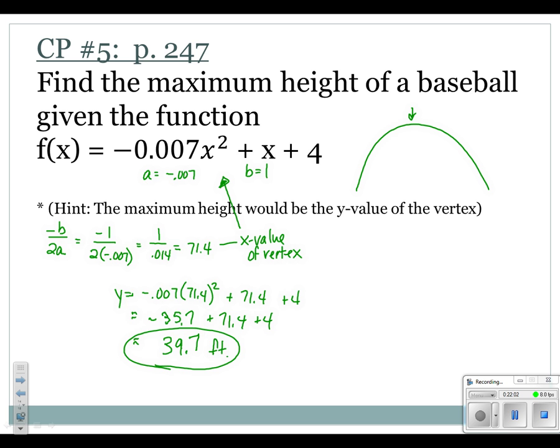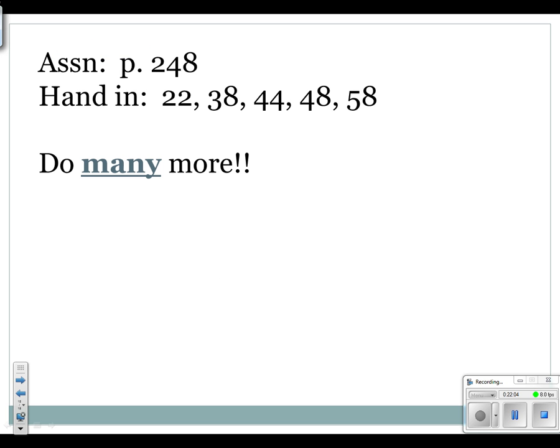There are a few that I would like you to do and hand in. Here they are: 22, 38, 44, 48, and 58. But practice with more, especially writing that standard form of a parabola. Get back into the habit of how to complete the square and get that part factored to find your h and k.